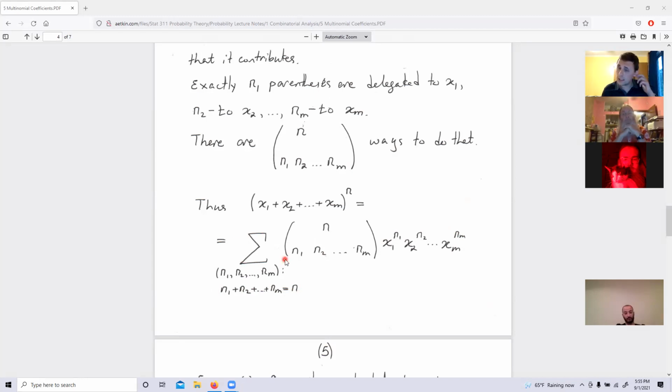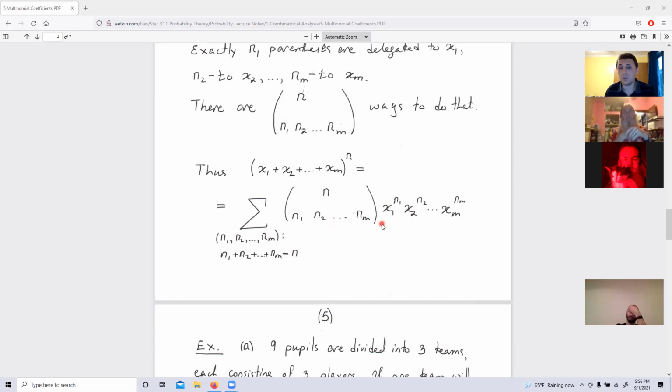They are not easy to list, not like in the binomial case, where if I know how many went to x1, I right away know how many went to x2. Here it's a bit more complicated, but nonetheless, you can condense the summation by just grouping on the number of x1s, x2s, and all the way to xm that you have. So this means that out of n parentheses, n1 were assigned to contribute x1, and n2 were assigned to contribute x2, and so forth. Good. So that's how you get that multinomial coefficient.